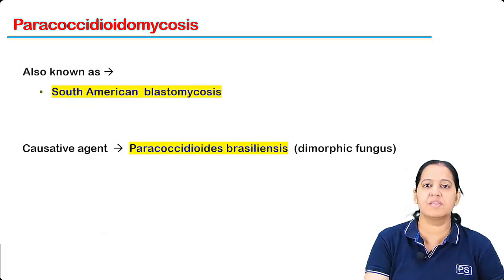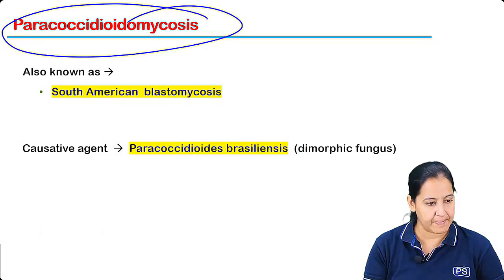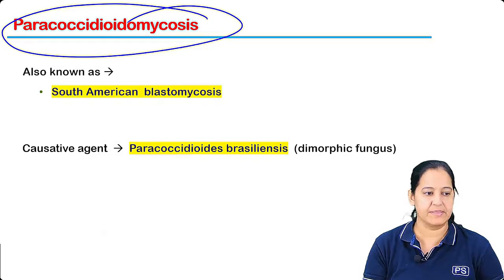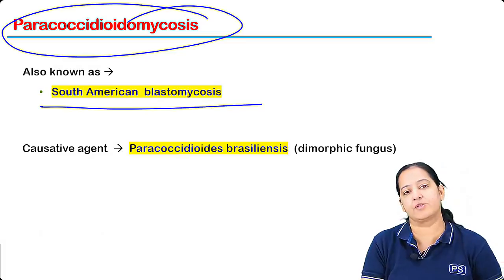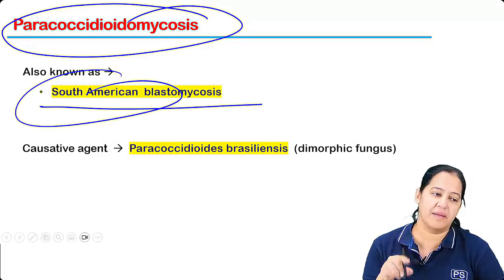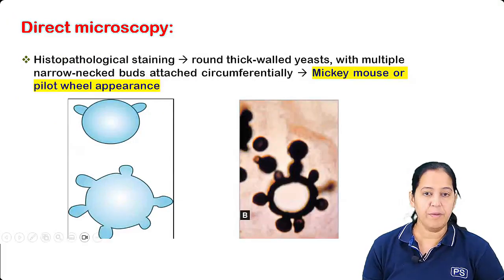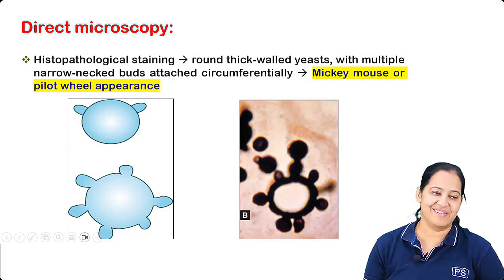The last one is paracoccidioidomycosis. It is known as South American blastomycosis because it occurs only in South America. Blastomycosis was in North America. This is in South America. And now you can see the causative agent. On microscopy, you will get again budding yeast. But the budding is very peculiar.